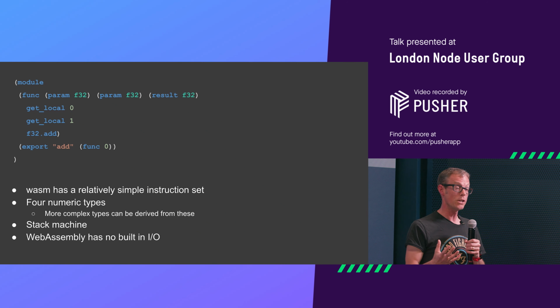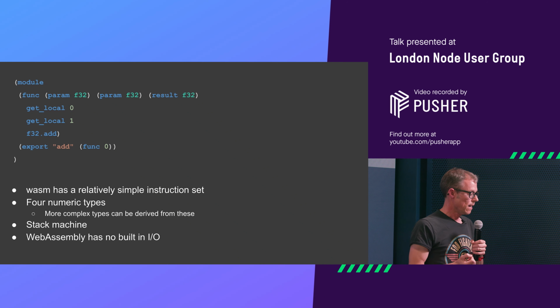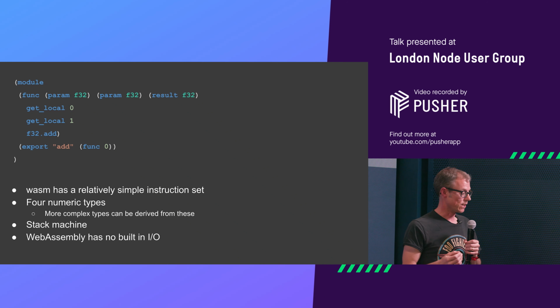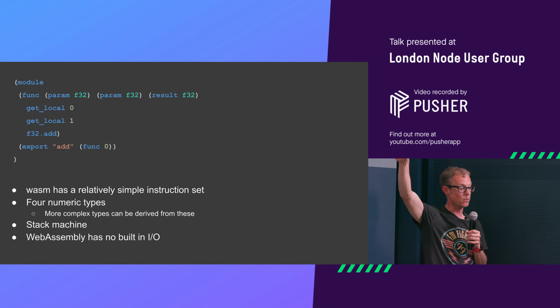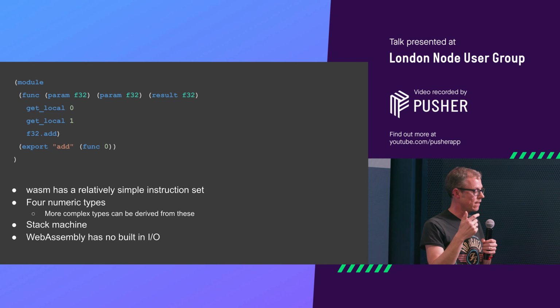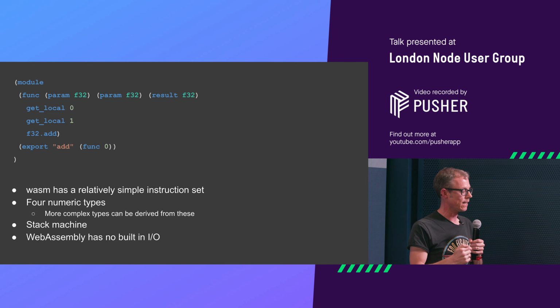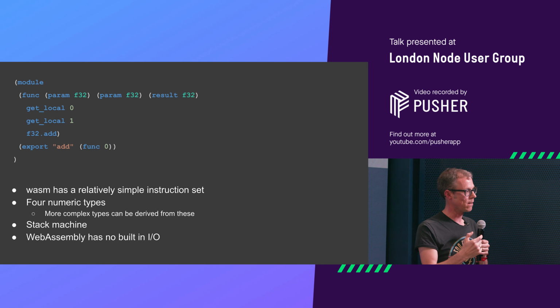It only has 4 numeric types. It has 2 floats and 2 integer types. It operates via a stack machine. So if you notice the way that add is working, the first thing it's doing is getting the local at index 0, then the local at index 1. That's the 2 parameters passed into the function. The add operation pops 2 values off the stack, adds them together, and pushes a value onto the stack again. So everything is stack-based within WebAssembly.